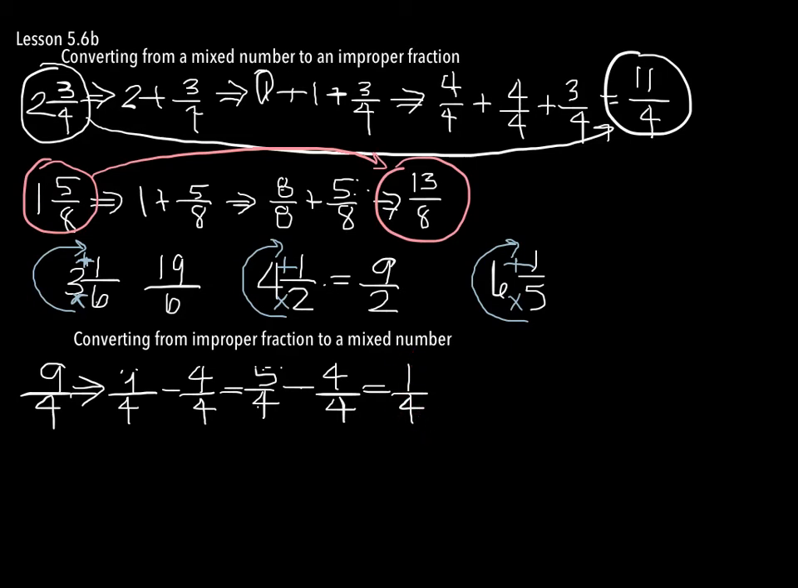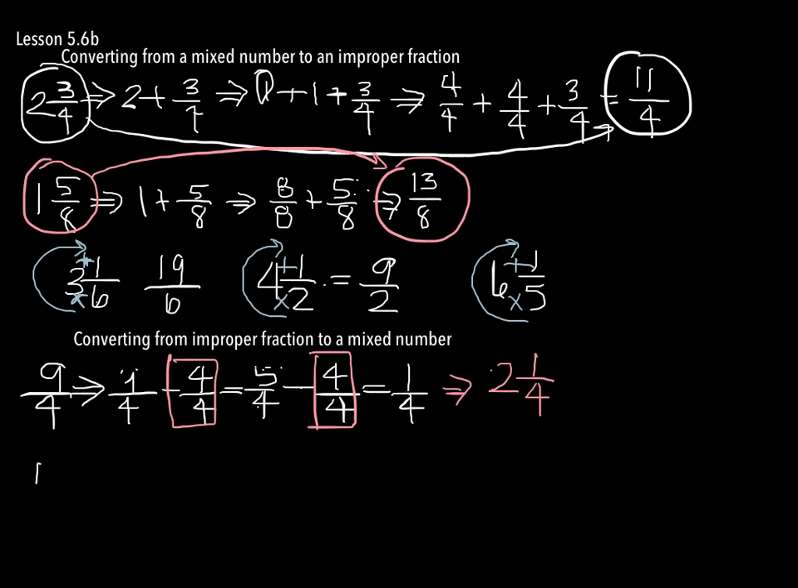So the question is, how many 1s did I take out along the way? Well, this 4/4 is 1. This 4/4 is 2. So I have 2 and 1/4. And that's what I have remaining. So let's look at this problem again, another example.